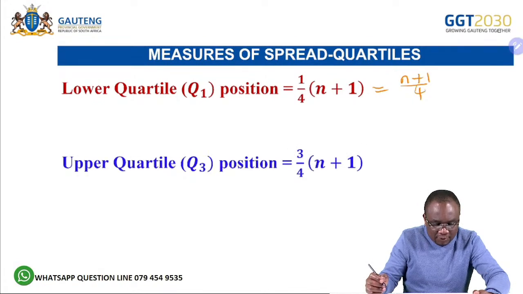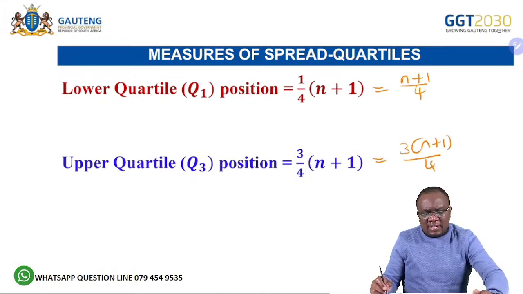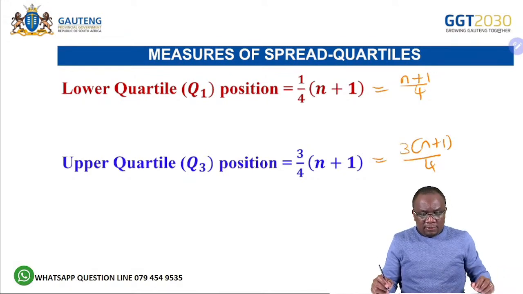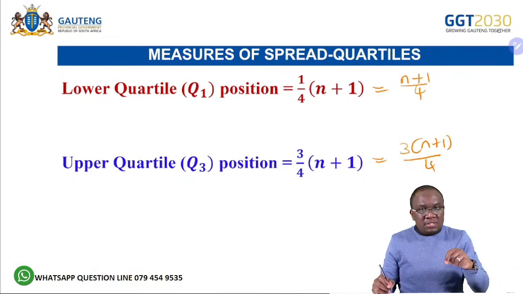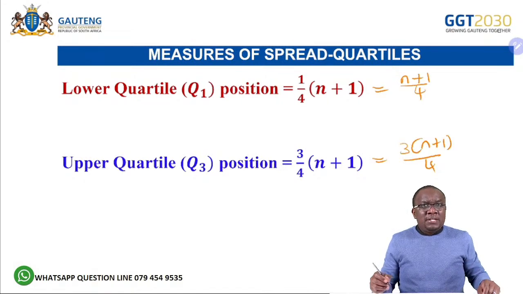And then the upper quartile position, or you can say 3 times n plus 1 divided by 4, is still the same thing, okay? Right, please write these formulae down, but remember they are giving you the position of the lower quartile and the position of the upper quartile. They don't give you the upper quartiles, okay? Right, write them down in 1 minute.